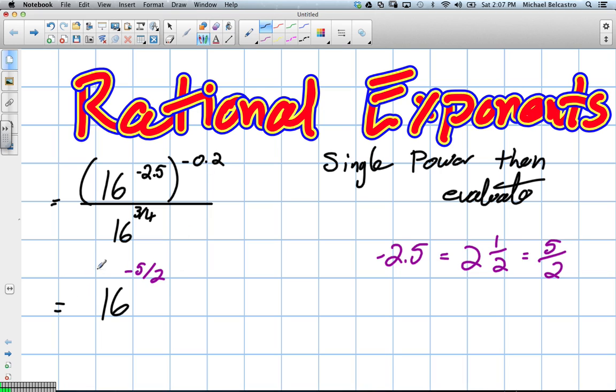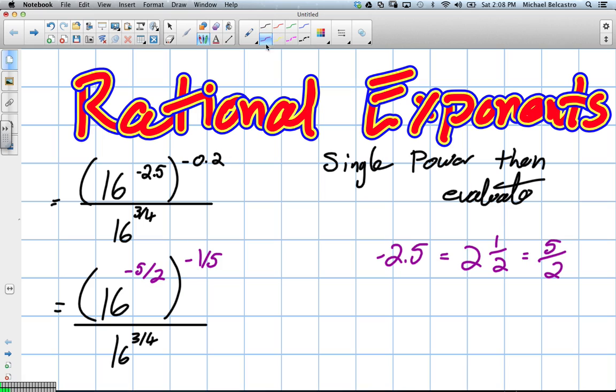Okay. And we're also going to change our 0.2. Do you know how we can turn that into a fraction the fastest? Negative 1 over 5. That's right. You usually would start it as 2 over 10, but you're right. It evaluates to negative 1 over 5. So we get negative a fifth. Good. And on the bottom, we still have our base 16 to the power of 3 over 4.